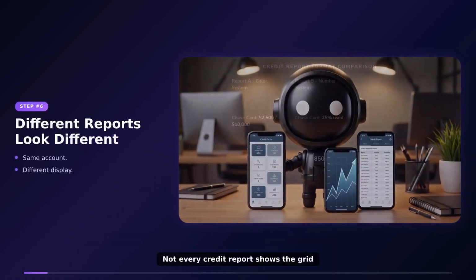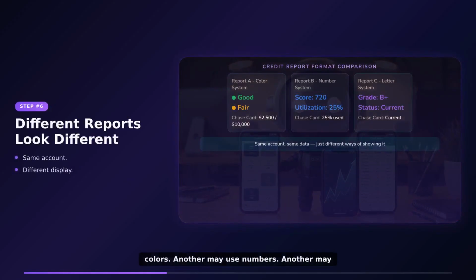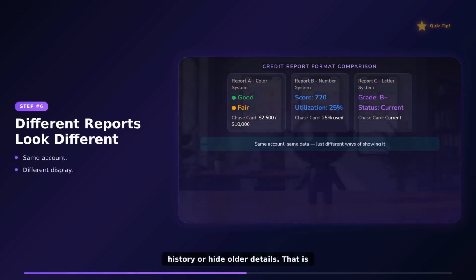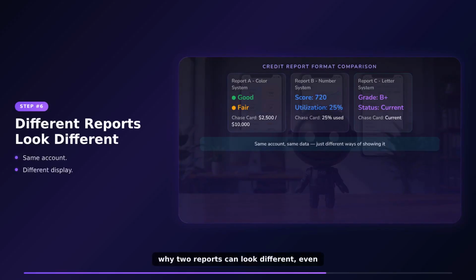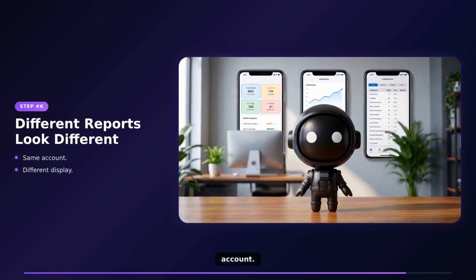Not every credit report shows the grid the same way. One report may use colors, another may use numbers, another may use letters. Some apps may shorten the history or hide older details. That is why two reports can look different, even when they are talking about the same account.